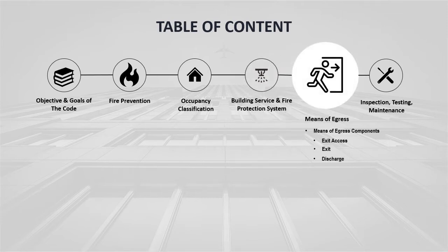In addition, we will have a look at the main components of the means of egress, which will be maintained in every facility to ensure the safety of occupants during evacuation. The means of egress components consist of exit access, exit, and exit discharge.